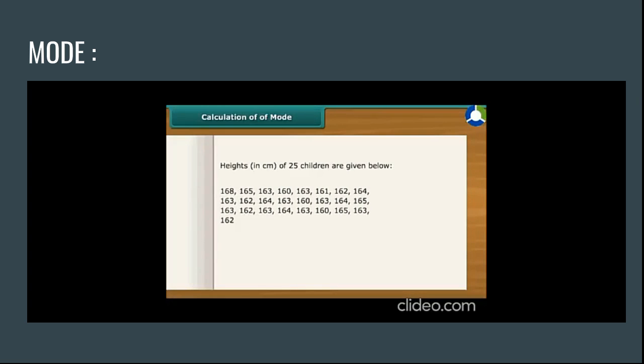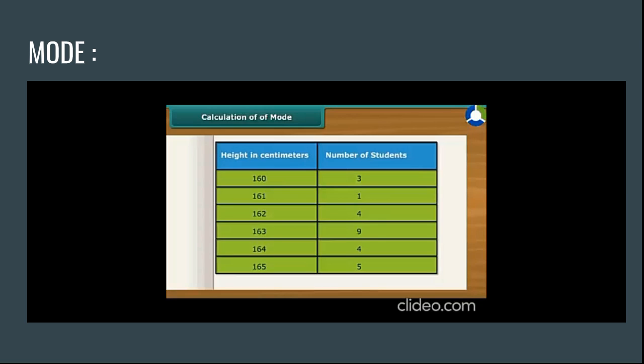Let us see one more example. The heights of 25 children are given here. Either we can arrange in ascending order or descending order, or simply we can just count how many times each observation is being repeated. Let us arrange that in tabular form. We can see that the highest number of students is 9. 163 is being repeated 9 times. So therefore the mode is 163 for this data.